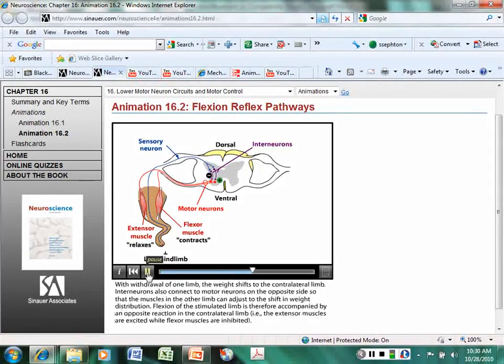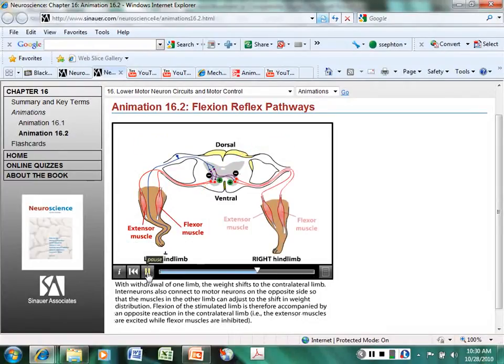With the withdrawal of one limb, the weight shifts to the contralateral limb. Interneurons also connect to motor neurons on the opposite side, so that the muscles of the other limb can adjust to the shift in weight distribution. Flexion of the stimulated limb is therefore accompanied by an opposite reaction in the contralateral limb. That is, the extensor muscles are excited, while flexor muscles are inhibited.